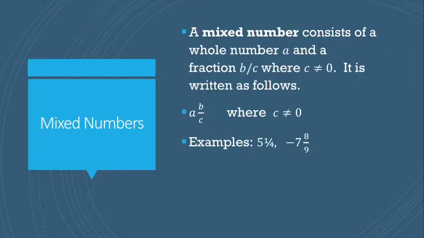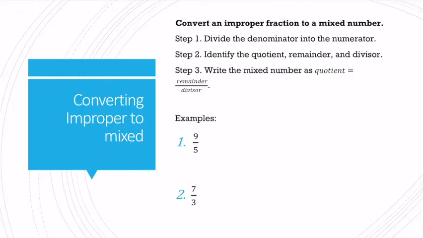So a mixed number consists of a whole number part and a fraction, okay? And it's going to be written as follows: A, that's our whole number, and then our fraction. So for example, I have 5 1/4. I have -7 8/9. So we need to be sure we can convert from improper fractions to mixed numbers and from mixed numbers to improper fractions.